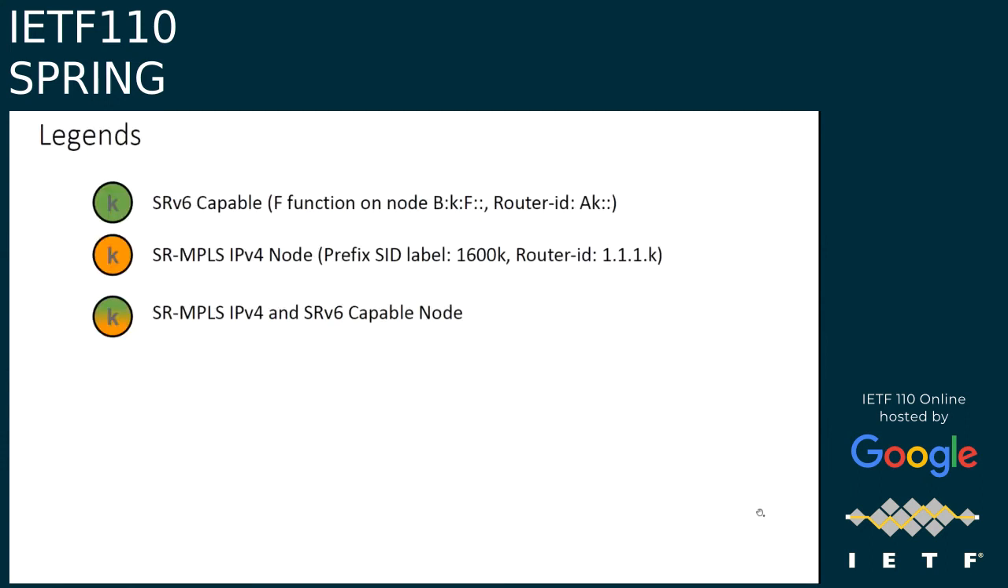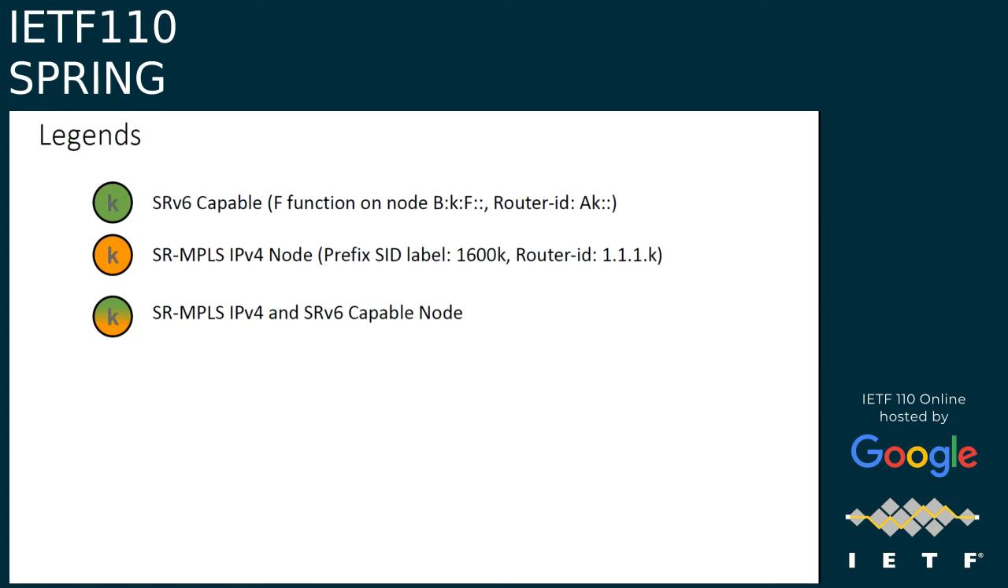So for my examples, the way I will show is the green circle will show an SRv6 capable node. And here we will show a locator which would be represented by B:(K). K would be the node ID, and F is a function on that node. And the MPLS node would be shown with the orange, where K represents their label, which would be the prefixed label, represented by 16,000, and K would be the node number. And green and orange that I'm showing is a node which is both SR-MPLS capable as well as SRv6 capable.